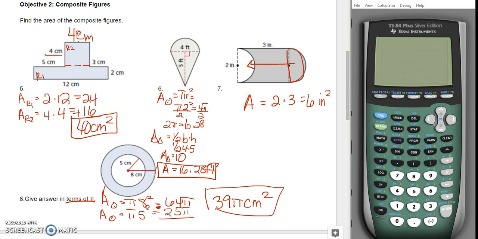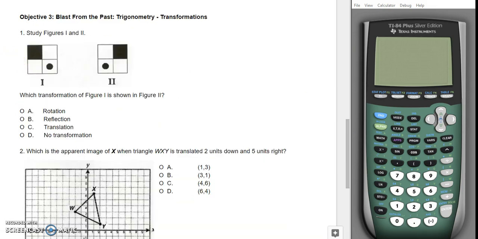Okay, hang tight next for transformations. Okay, blast from the past. We're going to study figures 1 and 2. Which transformation of the figure is shown?